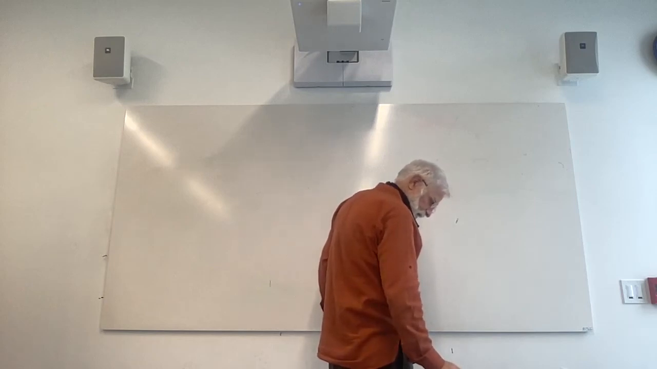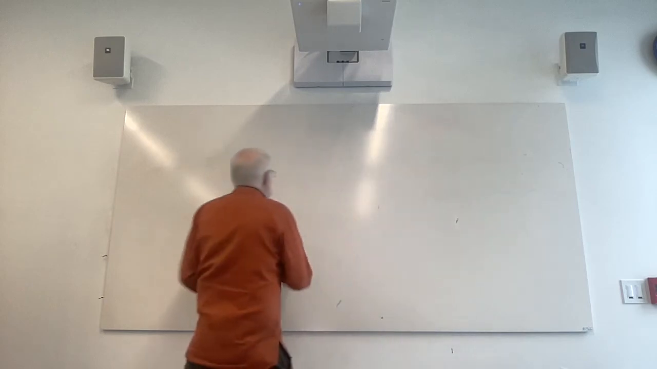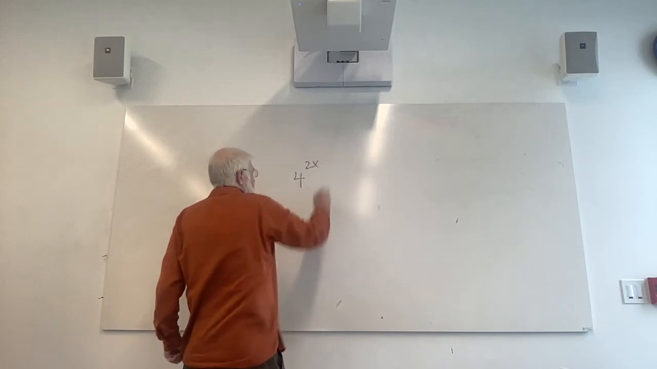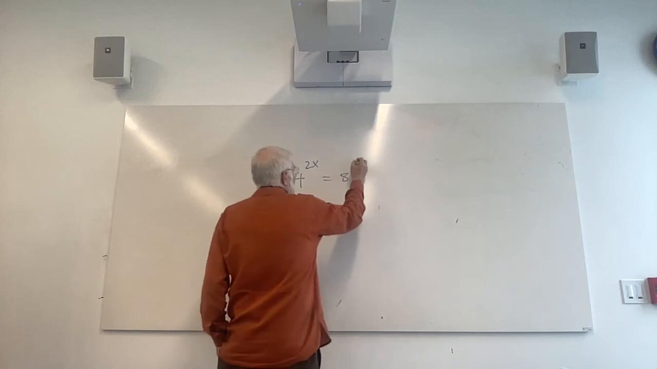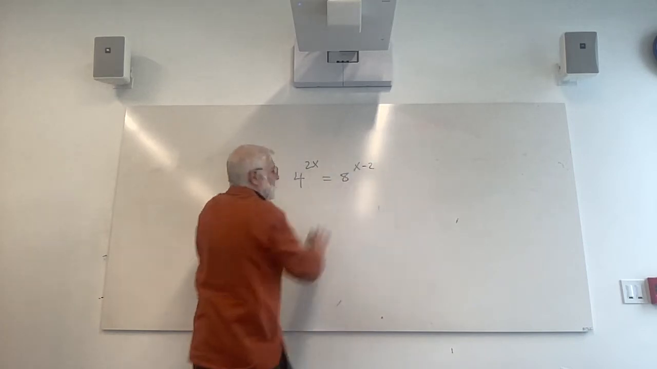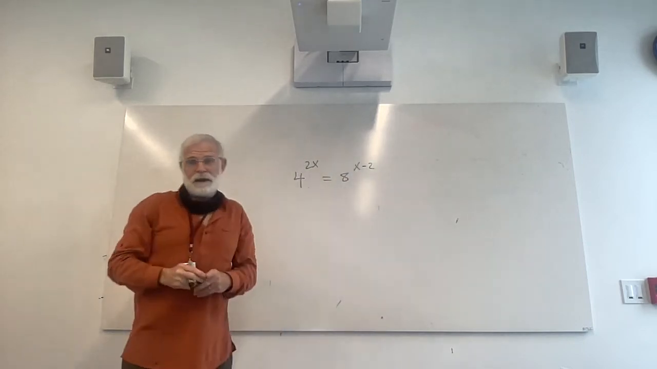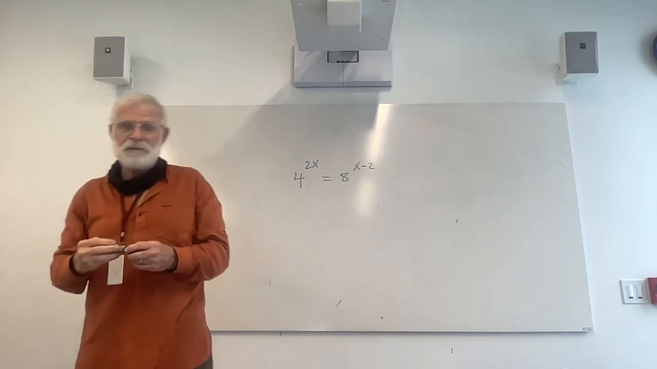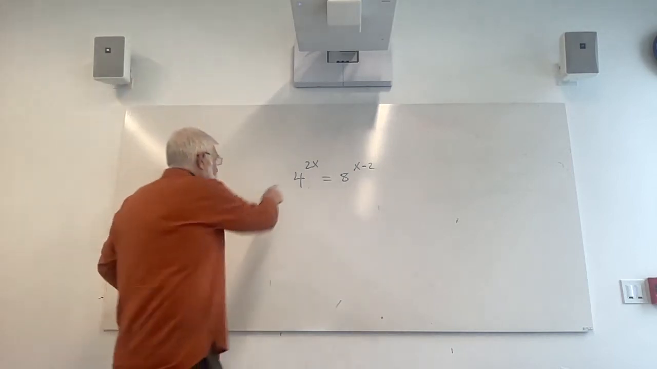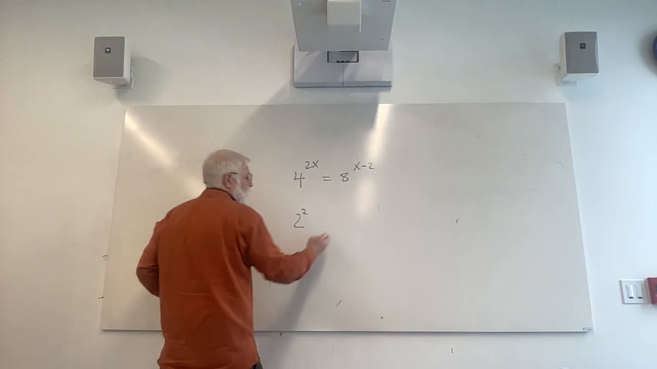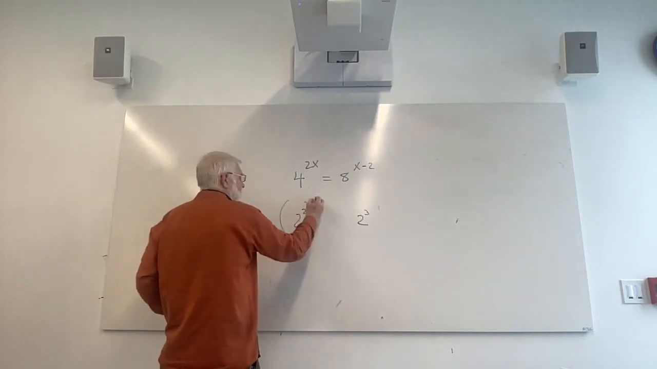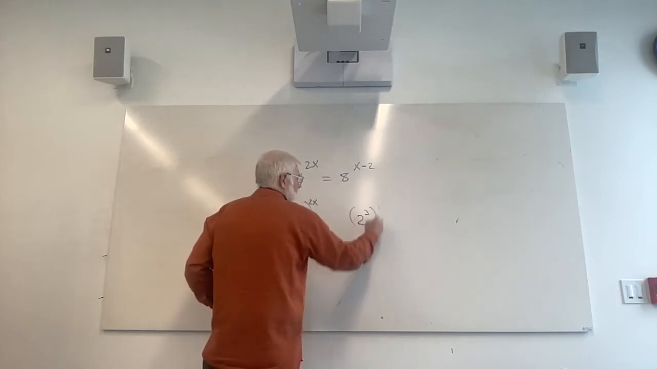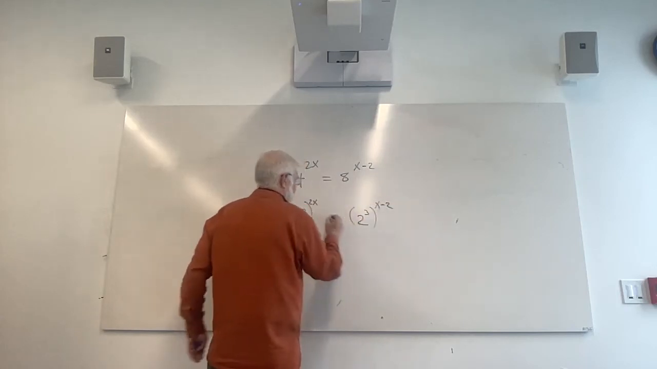All right, 17, 4 to the 2x, and then we got 8 to the x minus 2. And we're trying to find exponential values. Well, you can't talk about exponents unless you got similar bases. So 4 could have been written as 2 to the 2. 8 could have been written as 2 to the 3. This is being raised to the 2x. This is being raised to the x minus 2.